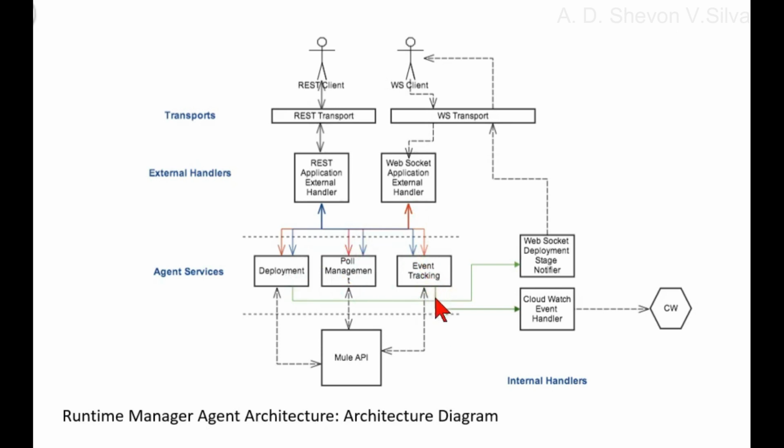Event tracking is connected and the deployment is connected to WebSocket deployment stage notifier, and WebSocket deployment stage notifier is connected to WS transport. WS transport is connected to WS client, and the event tracking is connected to CloudWatch event handler, and CloudWatch event handler is connected to CW.